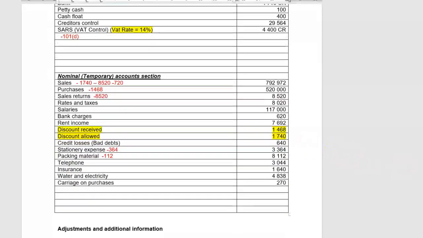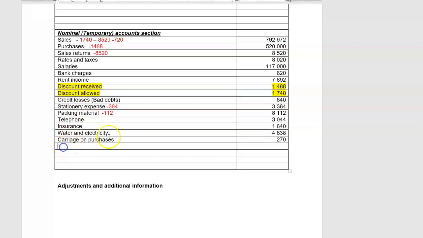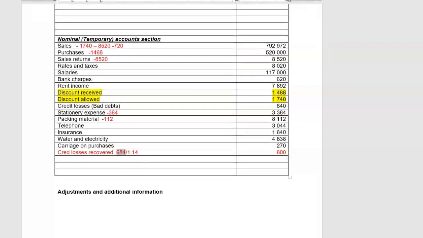Then we want to create a credit losses recovered amount. We don't have credit losses recovered, so let's create one. And that credit losses recovered is going to be the VAT exclusive amount. So the amount that was received from that debtor was 684 Rand. We're going to divide it by 1.14. That is going to give us our credit losses recovered, and that is going to be 600 Rand. Good. The difference between the 600 Rand and the 684 Rand received is obviously VAT.